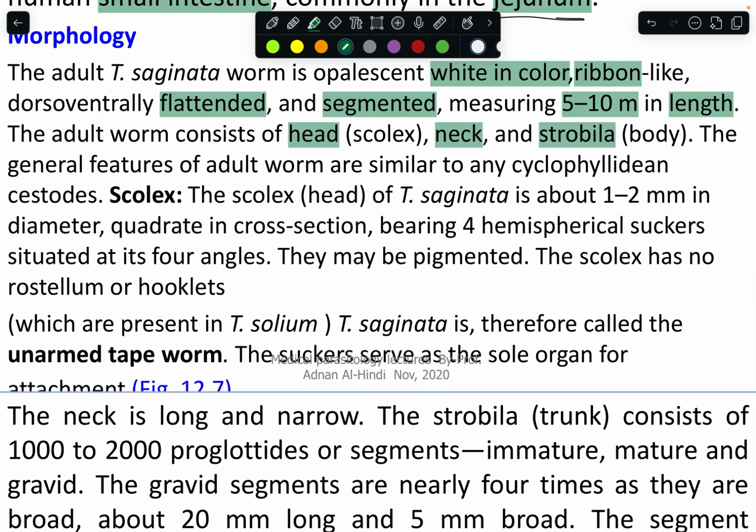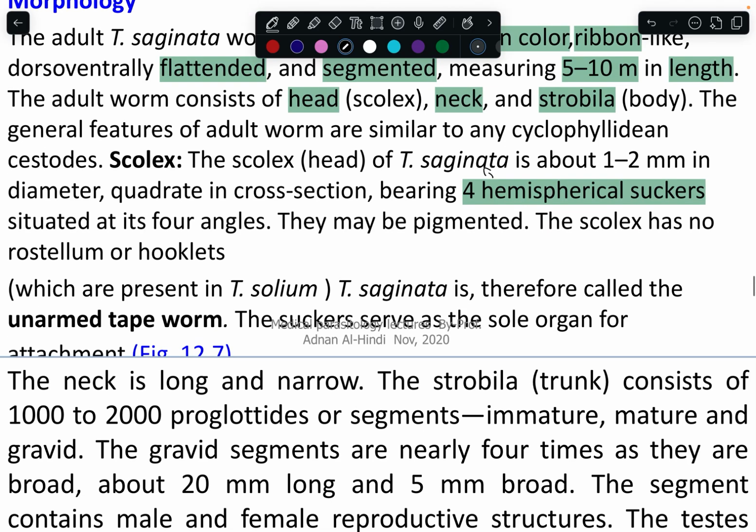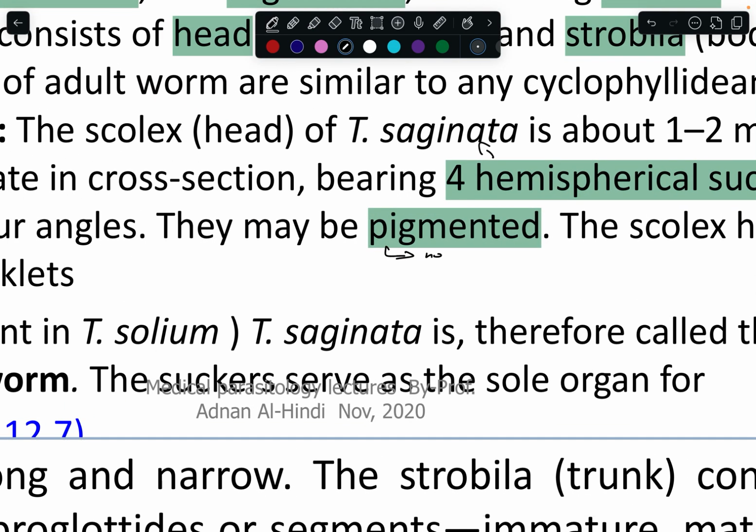Scolex, the head. The Taenia saginata scolex is about 1 to 2 millimeters in diameter, quadrate in cross-section, bearing four hemispherical suckers. That's the Taenia saginata, beef tapeworm. Four angles. They may be pigmented, not always.